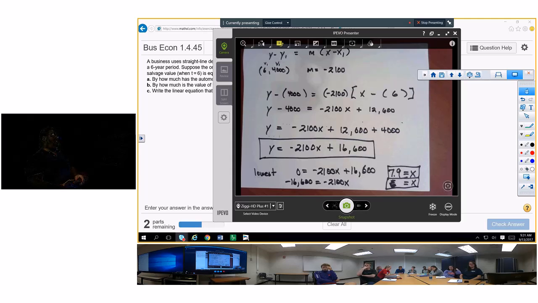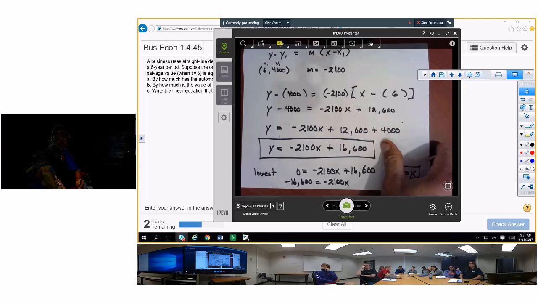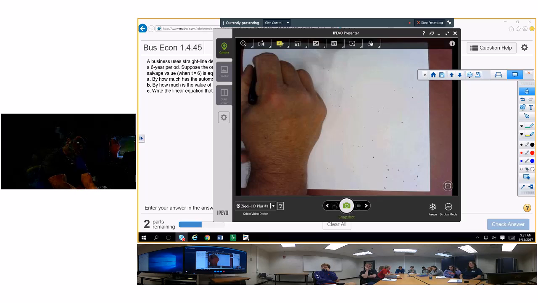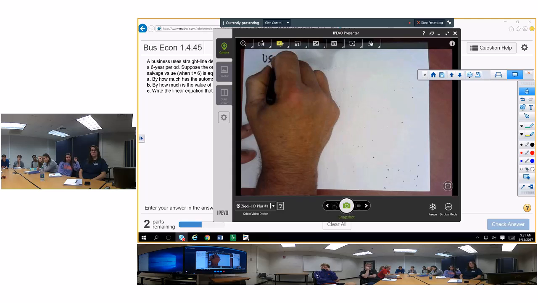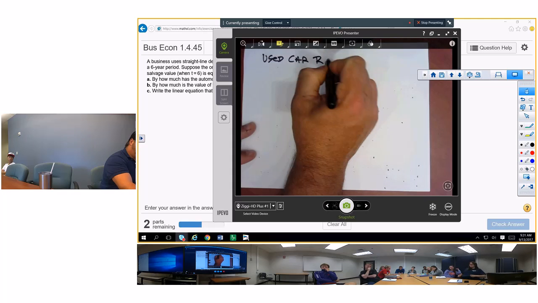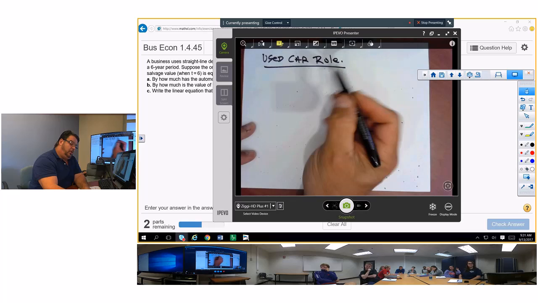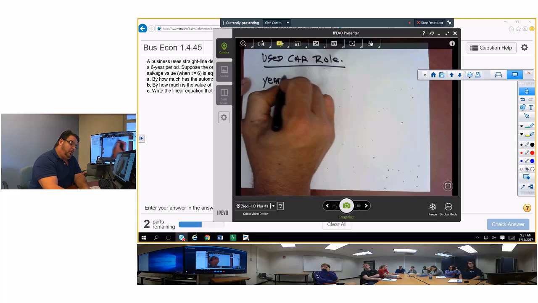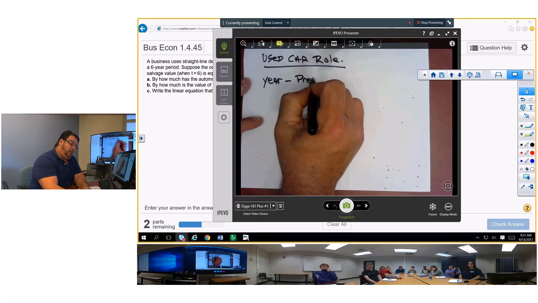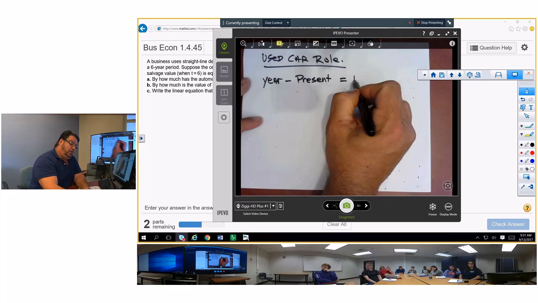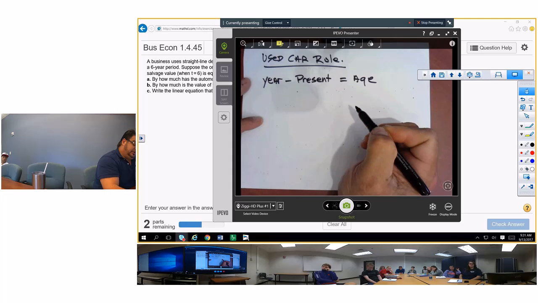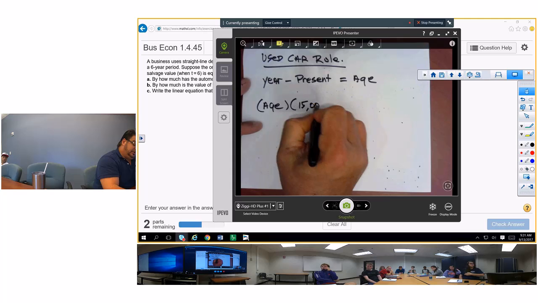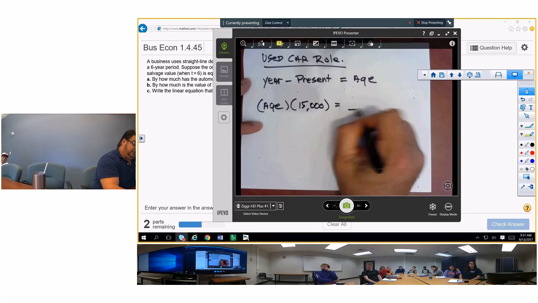Now, this is where I show you a little bit of something. Anybody know the rule for buying a used car? Used car rule. This is a Hubertism, so you can remember. Take the year of the car, subtract the present to get the age of the car. And then take the age of the car and multiply by 15,000, which is regularly used. And that's equal to a number.